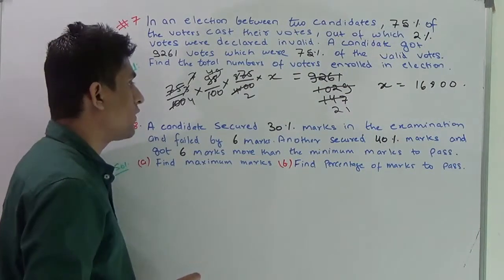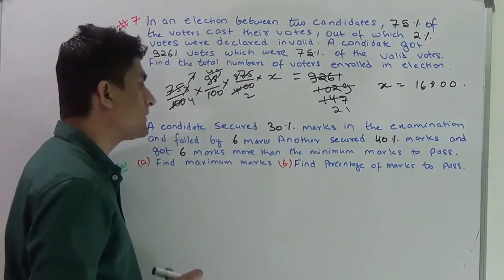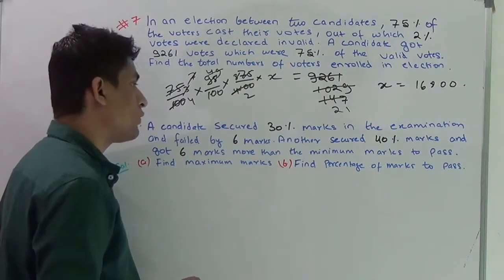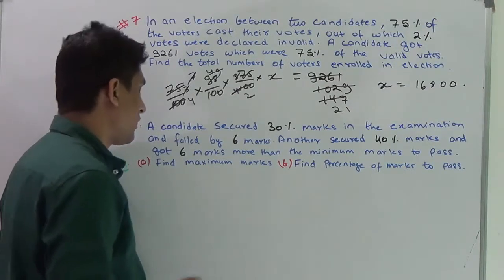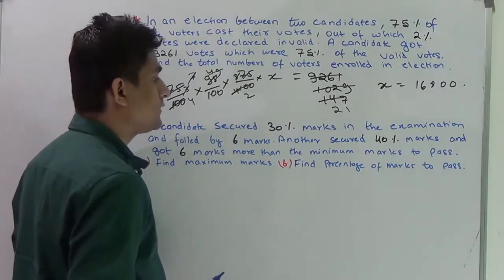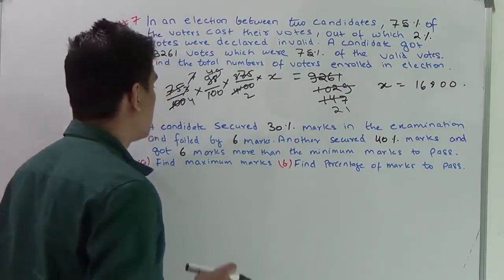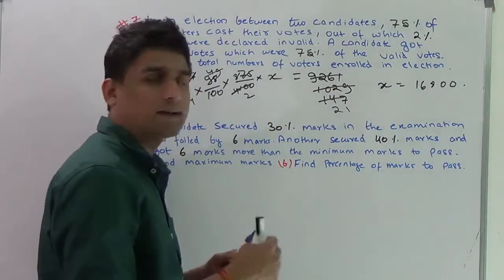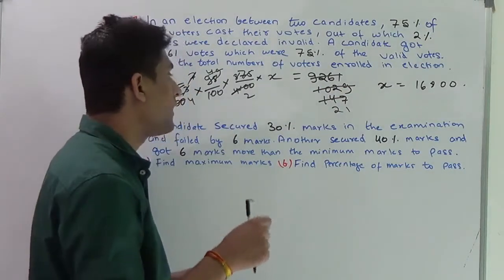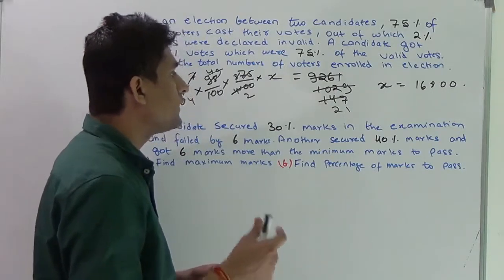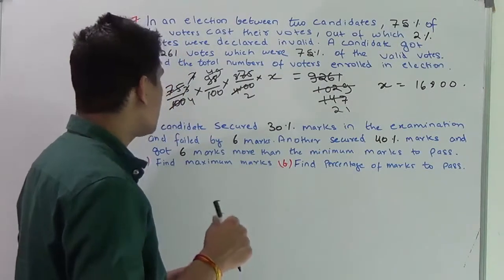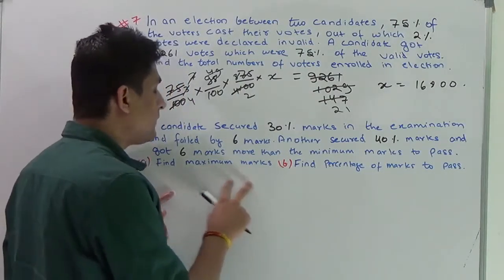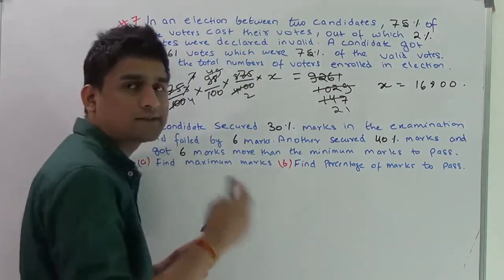In this question, a candidate secured 30% marks in the examination and failed by 6 marks. Another candidate secured 40% marks and got 6 marks more than the minimum marks to pass. The first question is to find the maximum marks, and the second one is to find the percentage of marks to pass. Find the maximum marks of the examination.